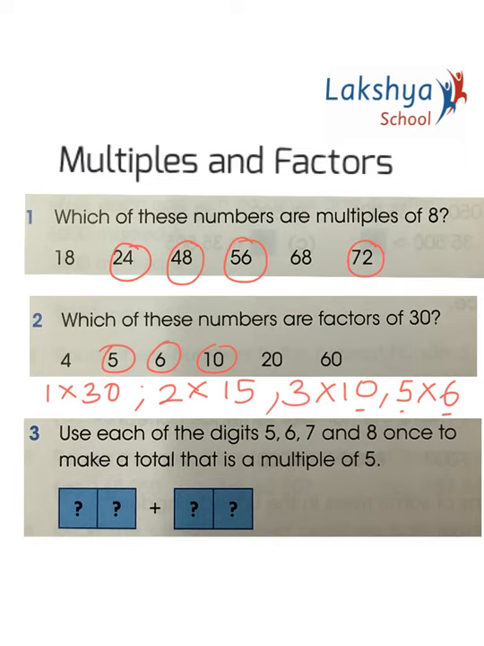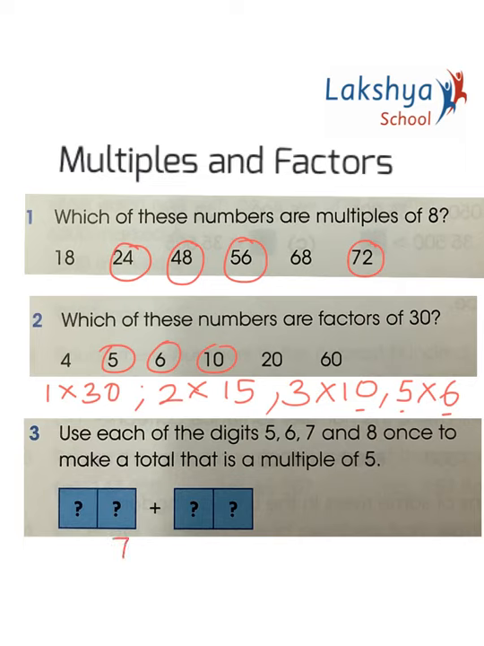Question 3. Use each of the digits 5, 6, 7, 8 once to make a total that is a multiple of 5. When you find the total, a multiple of 5 means it should end with 5 or 0. So, ensure that the last digits add up to 5 or 0. Let's check over here. 5 and 6 gives us 11. 6 and 7 gives us 13. 7 and 8 gives us 15.